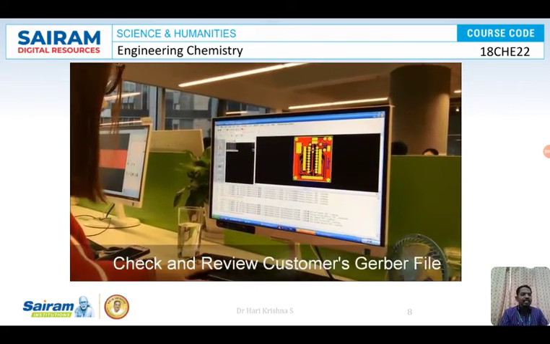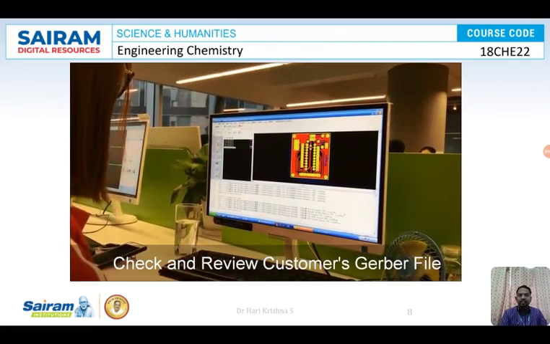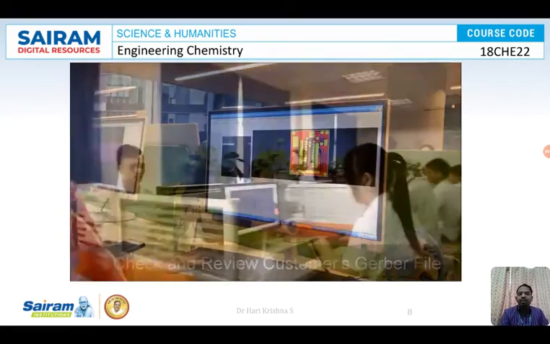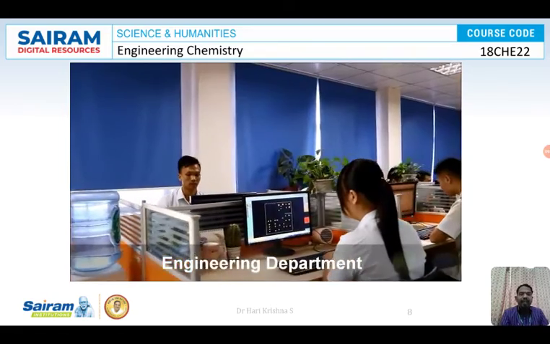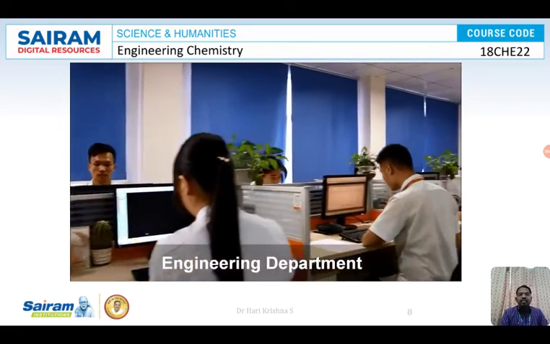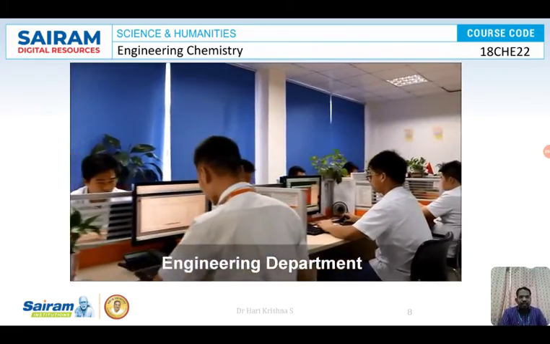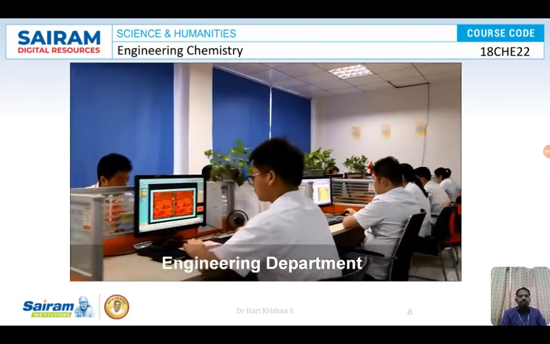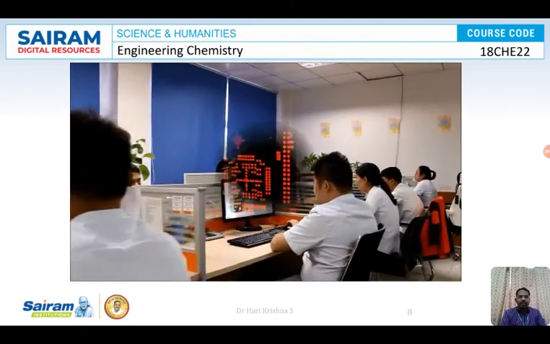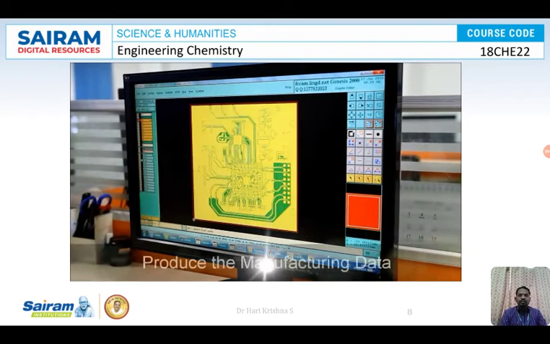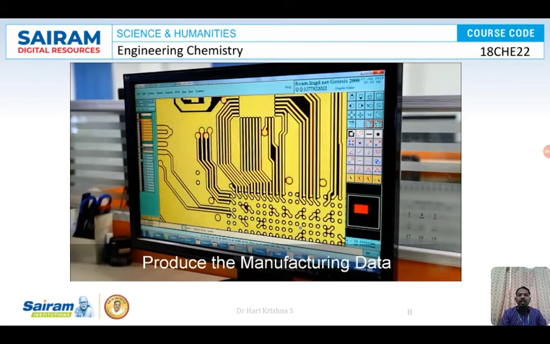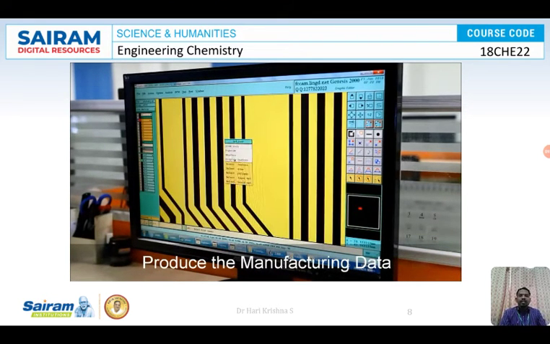Without PCBs, no e-devices will exist. Maybe your laptop, maybe your television, or your mobile, anything. So PCBs play a very, very important role, and of course, the contribution of chemistry is also there to a major extent. Just have a look at how it is produced. See, these are the tracks which are produced.